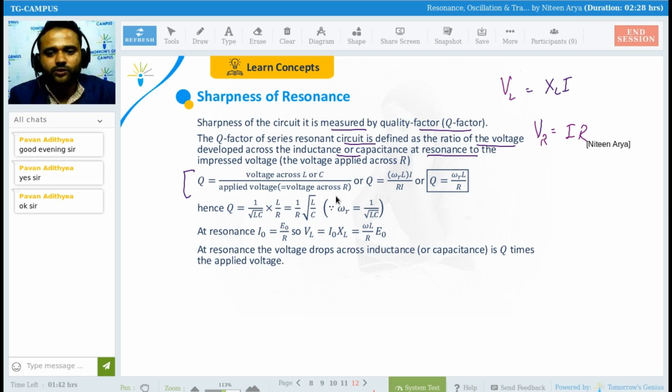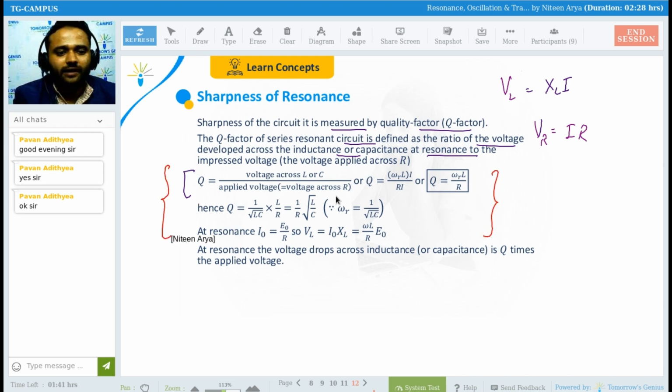So in this way, I cancel, and we get omega R L divided by R. Omega R is 1 upon root LC, so 1 upon root LC into L by R gives 1 by R, root of L by C. At resonance, I naught equals E naught by R. So VL equals I naught XL, which is this. So these are some conversions of one formula to another formula. Look at it, and all these formulas are important enough.